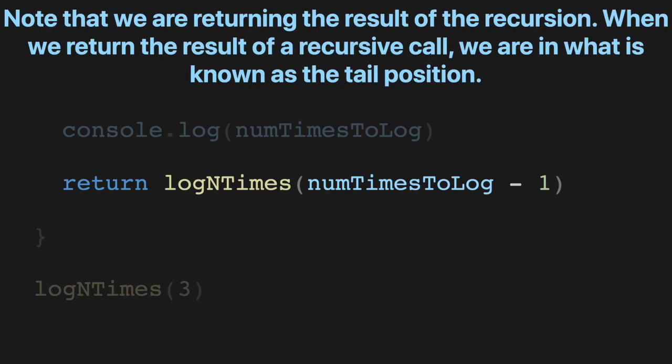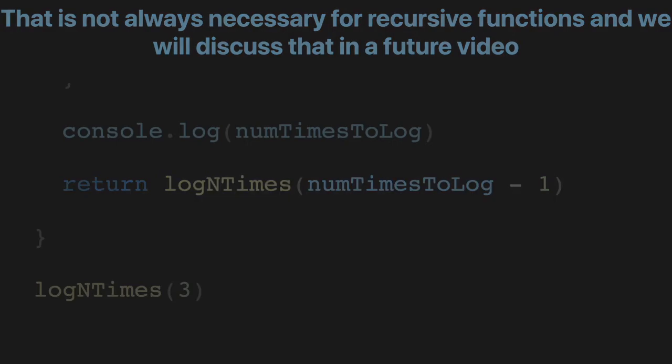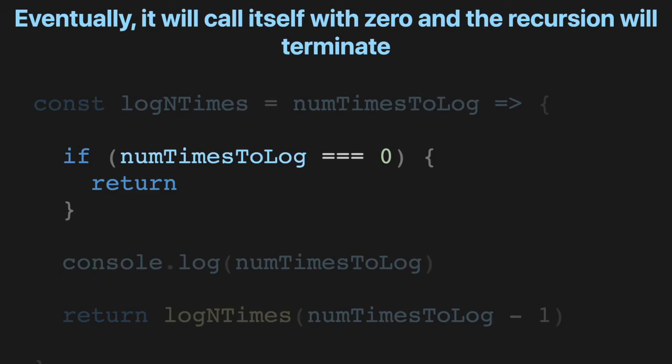Note that we're returning the result of the recursion. When we return the result of the recursive call, we're in what's called the tail position. We're not really going to talk about that too much, but just know that it's not necessary for you to actually return the result of the recursion. It really depends on the problem, but we'll cover that in another video. But eventually, if we keep decrementing this number, we're going to call this function with 0, and the recursion is going to terminate. So we will hit our base case.